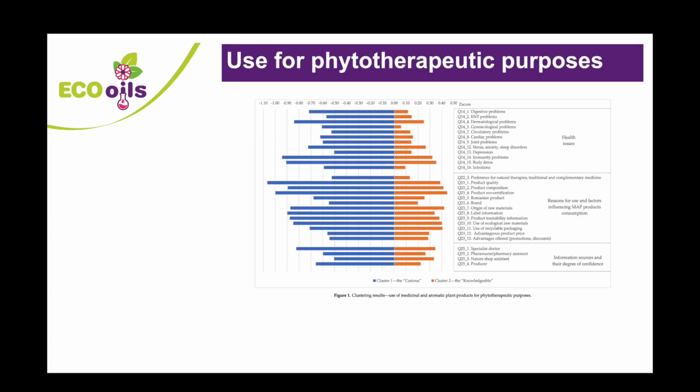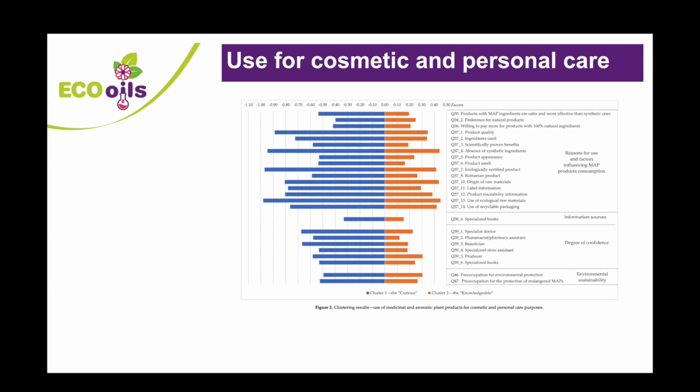the knowledgeable. An example from Romania on semiotic analysis of consumers who use medicinal and aromatic plant products, which was conducted among residents of Cluj-Napoca, carried out between June and September 2020. Their final sample consisted of two groups of medicinal and aromatic product consumers: respondents who use these products for phytotherapeutic purposes, and a second group who use them as cosmetic and personal care products.